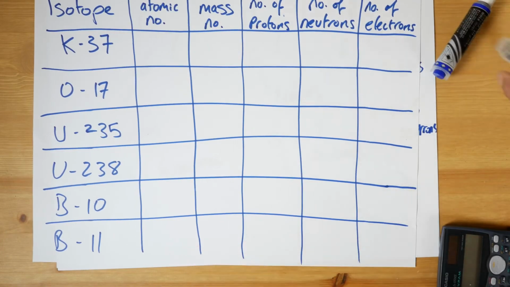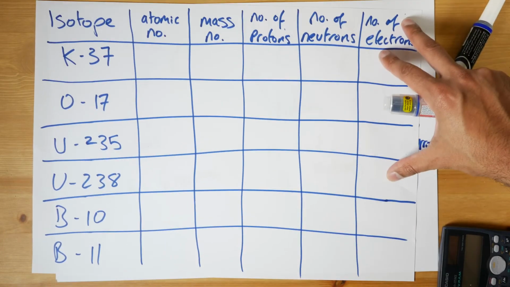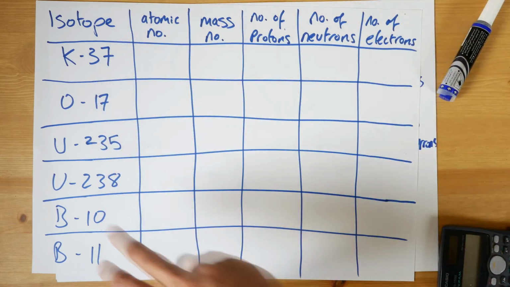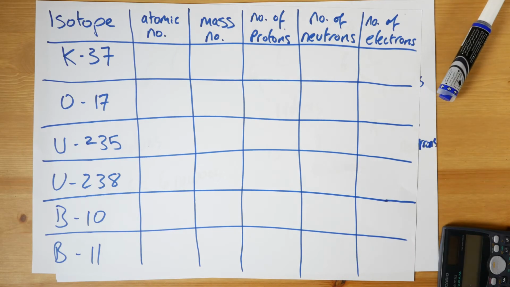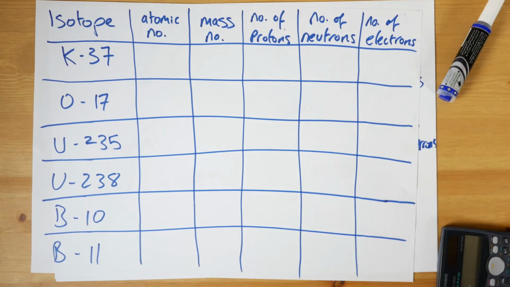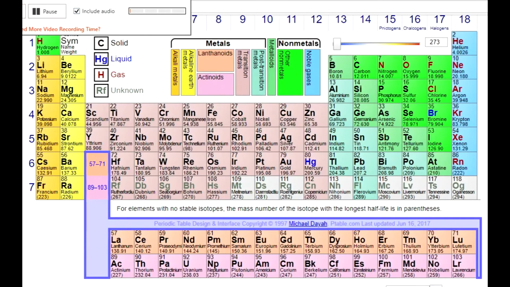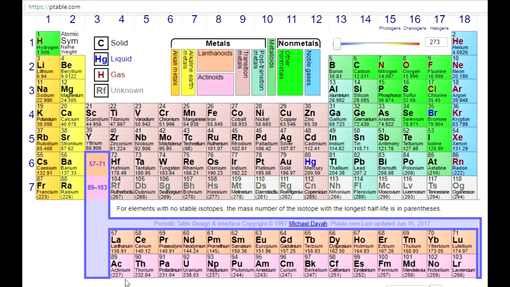The first thing that we've got to do is look up all of these in the periodic table and find the atomic number. So let's try that. Okay, so here we are. Here's the periodic table. The first one I need to find is potassium 37. So let's have a look. Potassium, here we are. And it tells us the atomic number is 19. So you can just write that in a second.